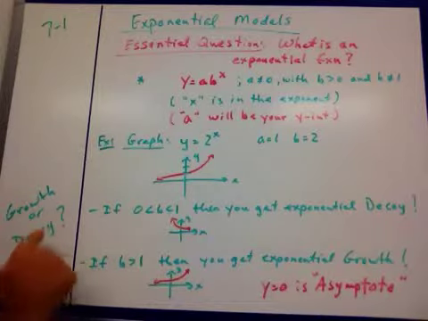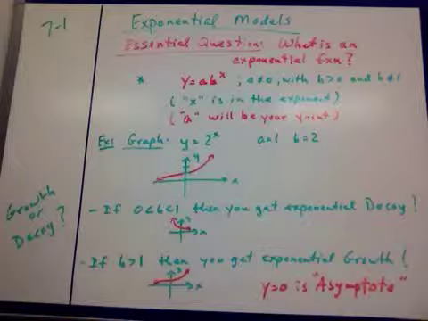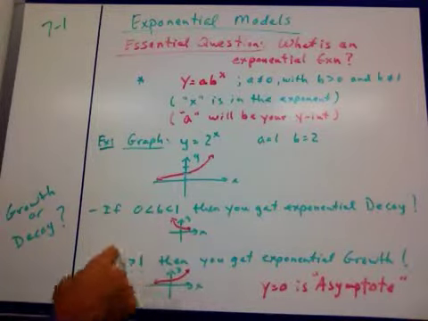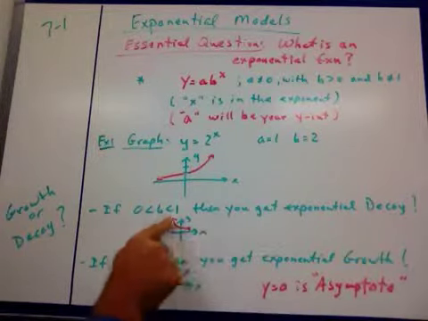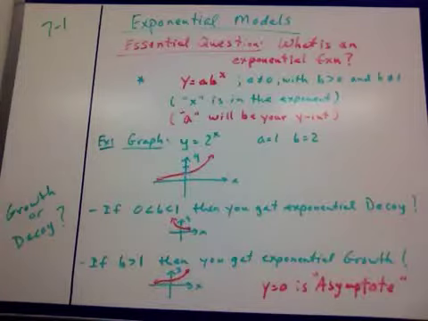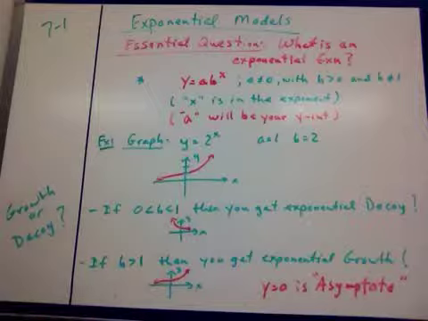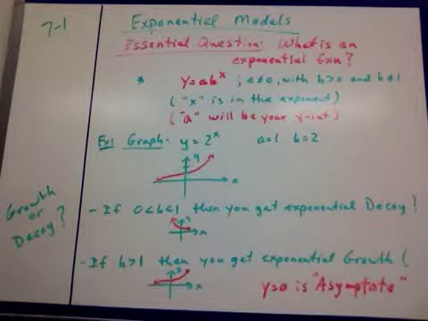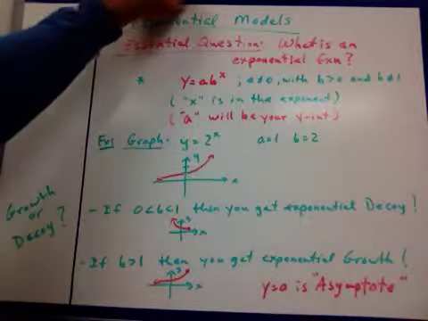Growth or decay. If your b is between 0 and 1, a fraction between 0 and 1, then you get exponential decay and the graph goes this way. Like what we were talking about: we went from 1 to a half to a quarter to an eighth. As time goes on, this gets smaller and smaller. If b is bigger than 1, then we get exponential growth. Either way, y equals 0, the x-axis, is an asymptote. We're never going to touch it. Okay, so where do we see some of this?